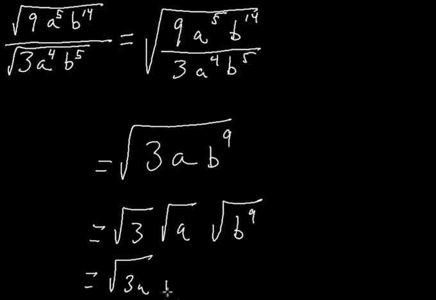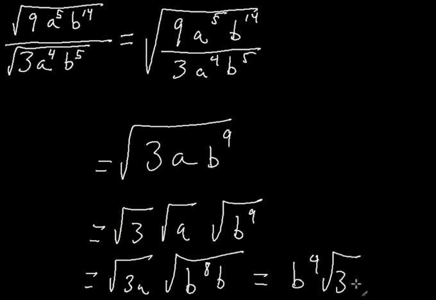And what can I do? I can break this up as b to the 8th times b, and then this isn't going to work. That's going to be b squared 4 times. So I can have b to the 4th root 3a times b. Okay, so that would be my final answer.